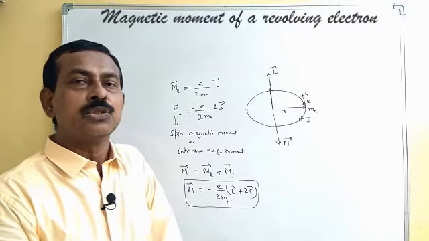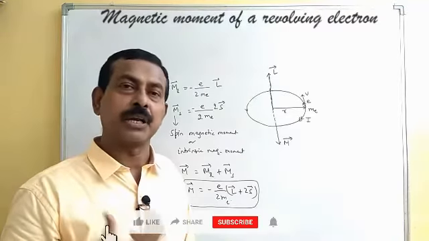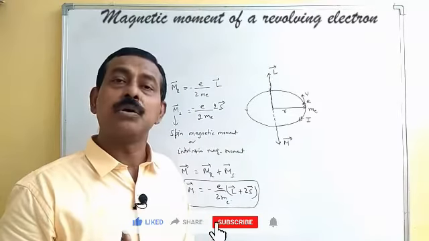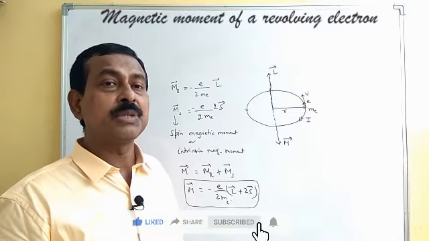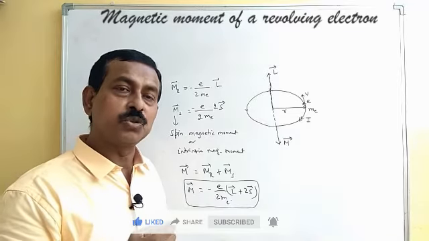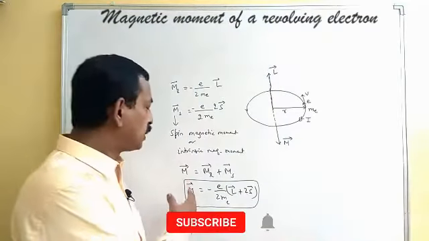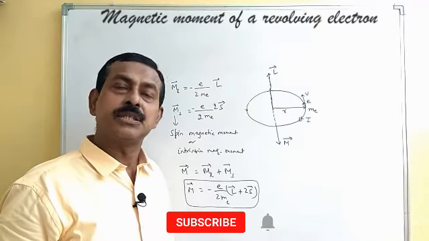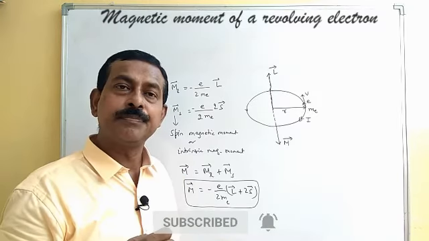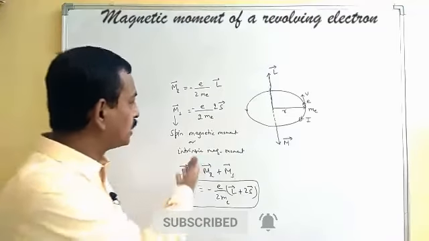So this is all about the magnetic moment associated with the revolving electron, how it is related to the angular momentum or orbital angular momentum, and what the total magnetic moment is in terms of orbital motion and spinning motion. So the net magnetic moment will be the sum of the orbital magnetic moment and the spin magnetic moment, which is also called the intrinsic magnetic moment.